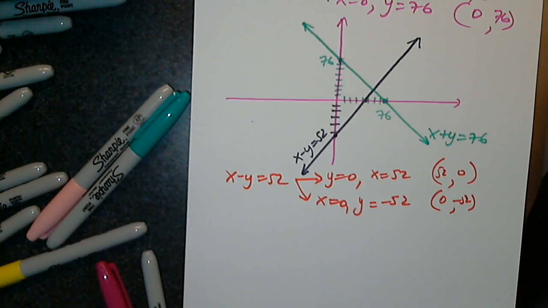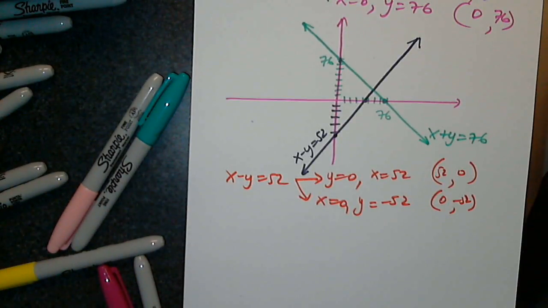There are only two numbers on the planet whose sum is 76 and difference is 52. If I find those numbers, you cannot find another pair. If I'm correct with my ordered pair, you cannot find another one that works. Is that clear? Yes? Okay, perfect.